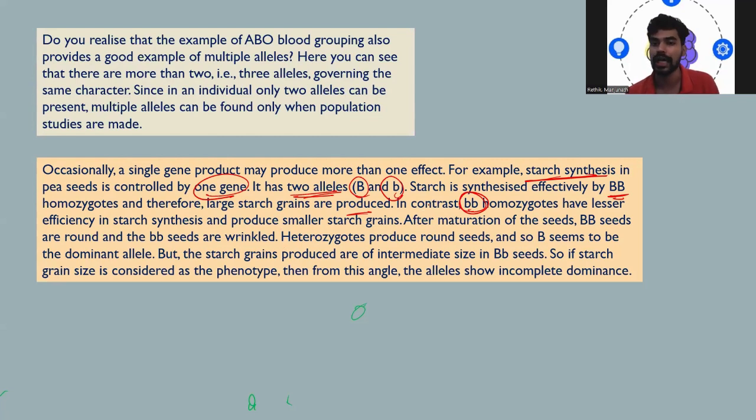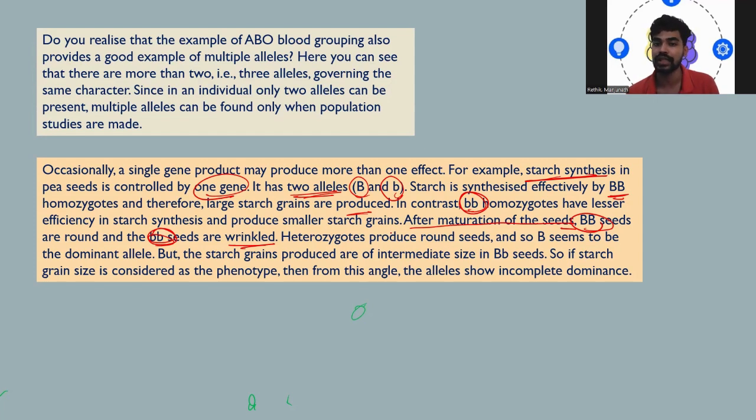So after maturity of the seed, what happens? Capital B seeds are round, and small b is the homozygous recessive seed, so it will be wrinkled in shape. This is clear. The homozygous capital B seed will have more starch, and after its maturity will be round in shape, whereas the homozygous small b seed will have less starch and will be wrinkled in shape.